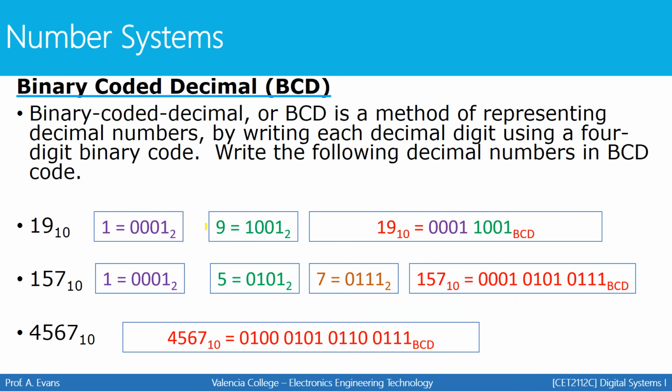BCD is used very frequently when we want to actually display a decimal digit on a piece of hardware, like an LCD display or a watch display or a screen. We use BCD a lot when we want to display the number 9, the number 4, the number 2. We send a BCD code to a particular circuit that can display that actual number. We'll learn more about BCD and how it is used throughout the semester.